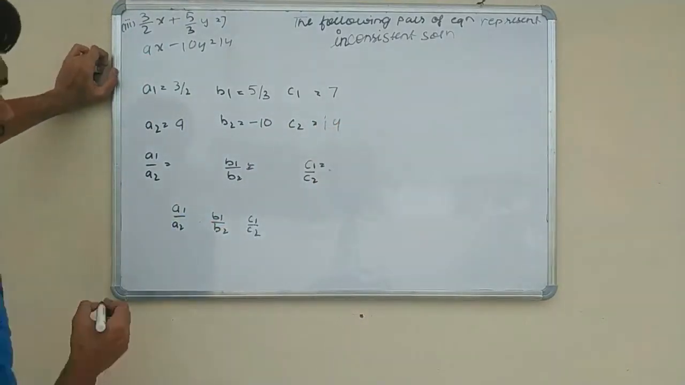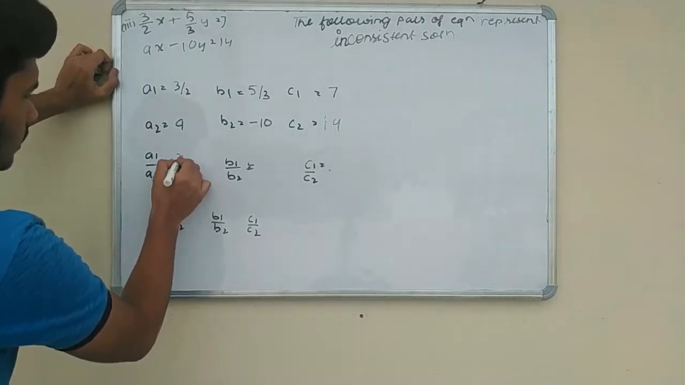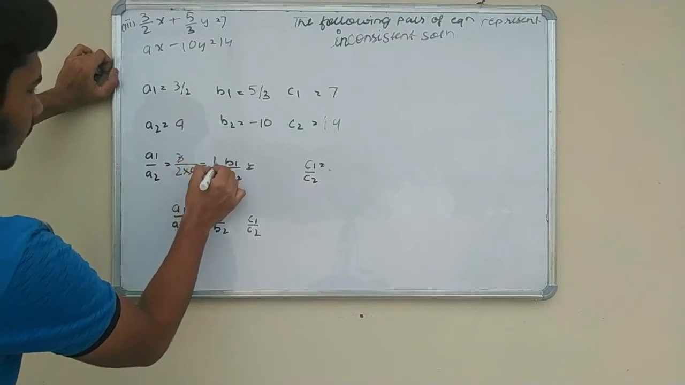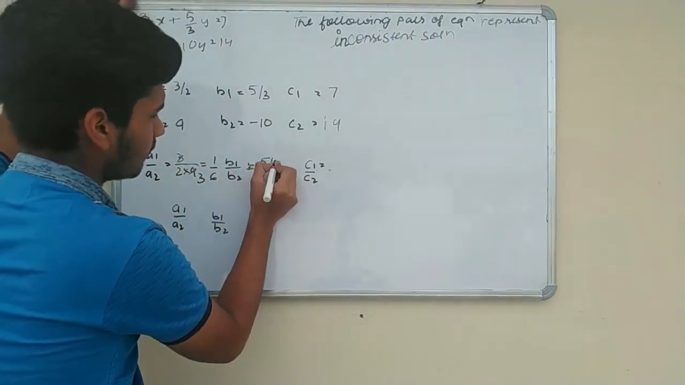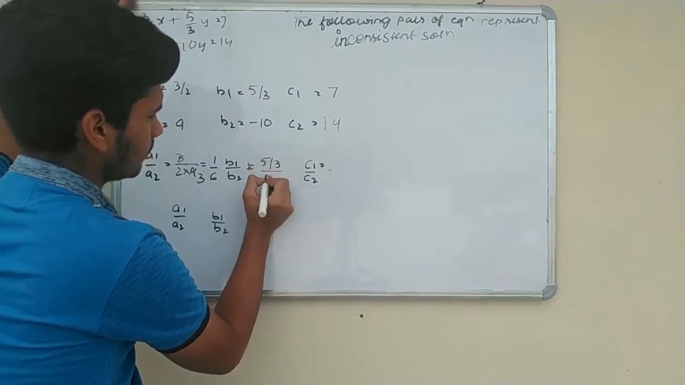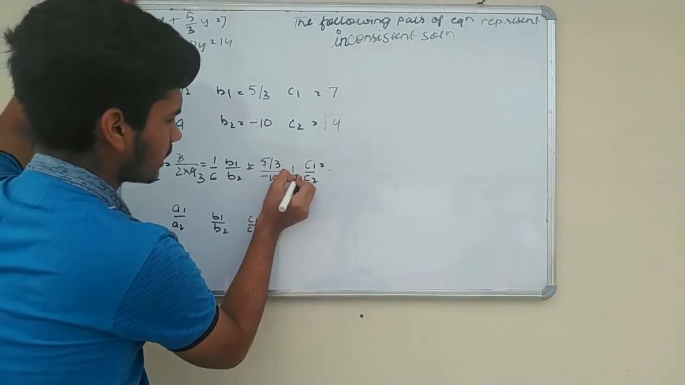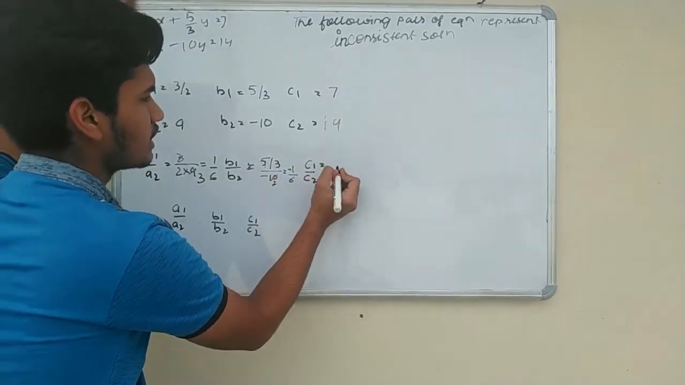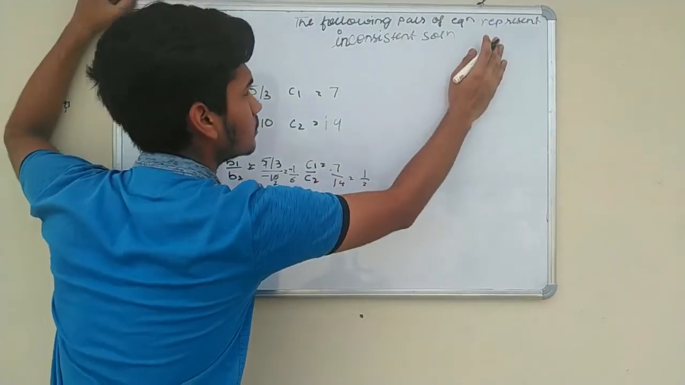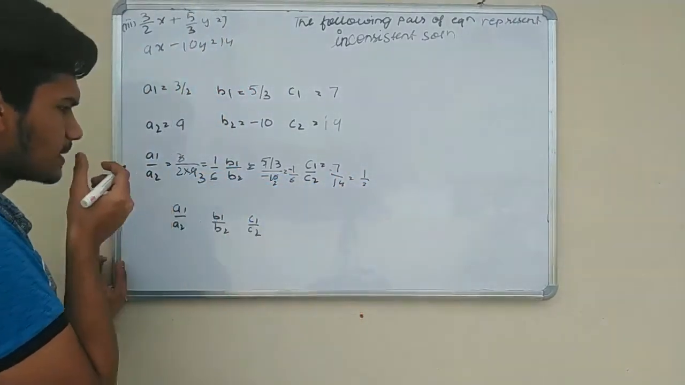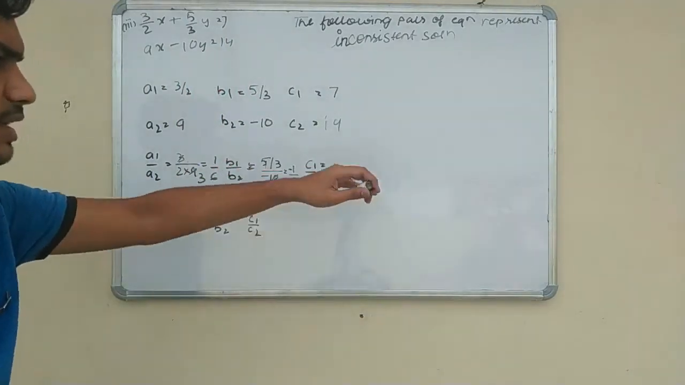Now a1 upon a2 is equal to 3 upon 2 into 9, so it is 1 upon 6. b1 upon b2 is 5 upon 3 over minus 10, so this is minus 1 over 6, and c1 upon c2 is 7 upon 14, which is equal to 1 upon 2. So we can see that the ratios are 1 upon 6, minus 1 upon 6, and 1 upon 2.